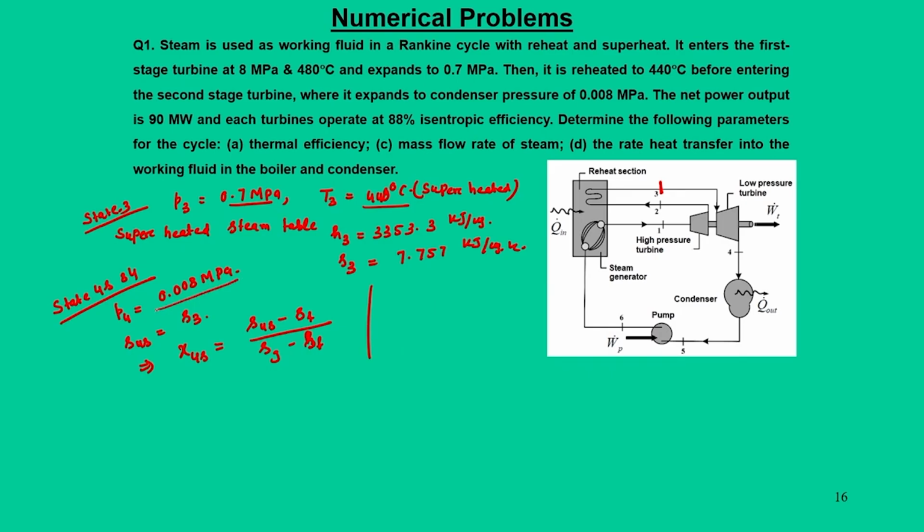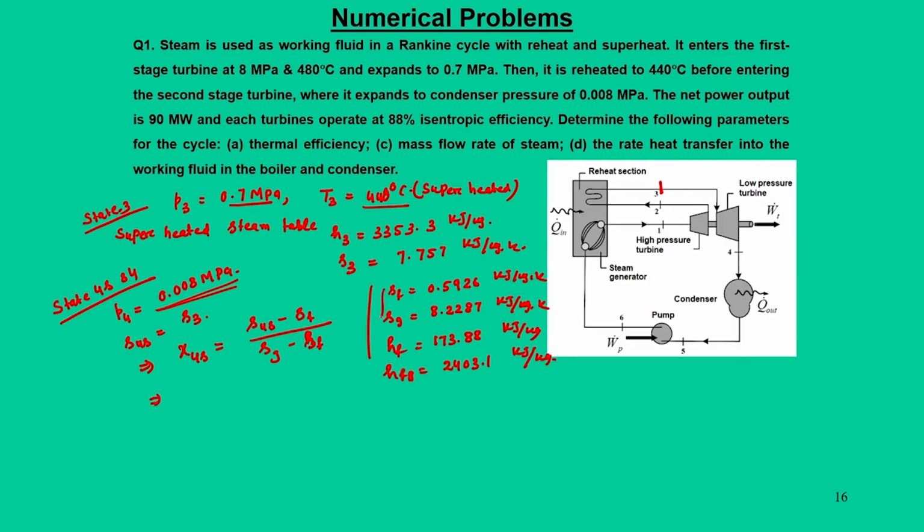Now, at these pressures we have this data. S_f is equal to 0.5926 kilojoule per kg Kelvin, S_g is equal to 8.2287 kilojoule per kg Kelvin, h_f is equal to 173.88 kilojoule per kg, h_fg is equal to 2403.1 kilojoule per kg.